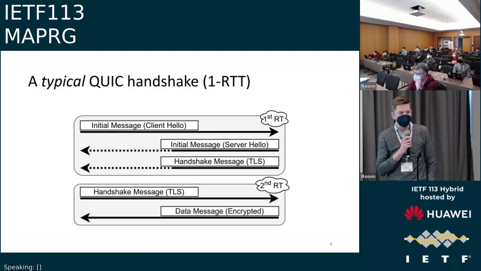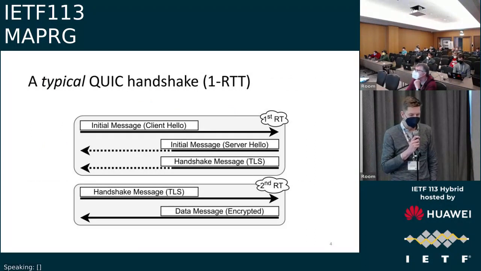So one of the main design decisions for QUIC was to reduce delays on the one hand, and on the other hand, to make it robust against typical denial of service attacks.